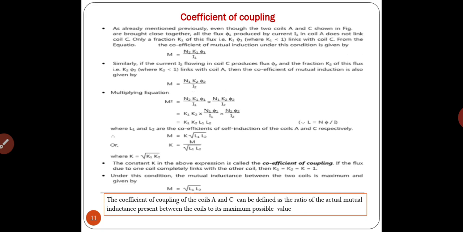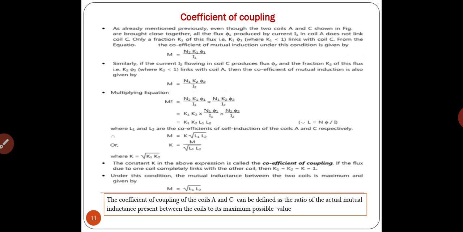Because we have considered K is equal to 1, because here total flux is linking from primary to secondary, there are no leakages. Because of that, M is equal to root of L1 into L2. So how much length of the coil is there in primary and how much length is there in the secondary, the mutual inductance is given by, coefficient of coupling is given by root of L1 into L2.